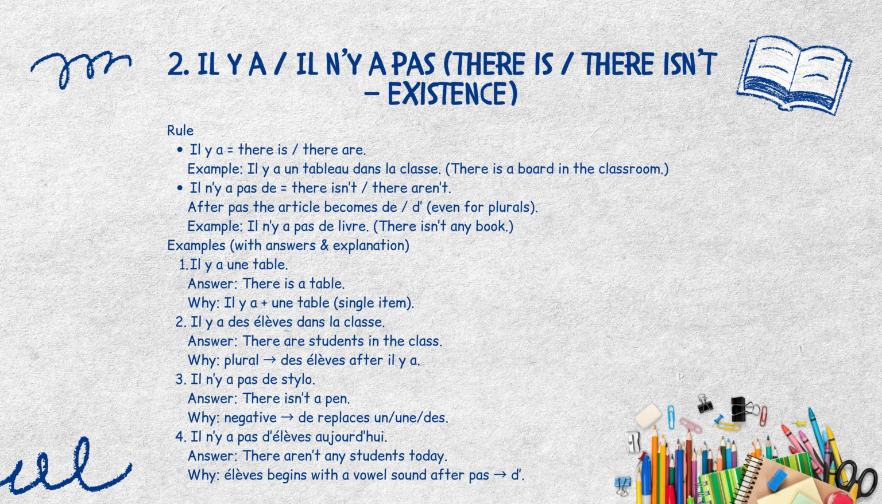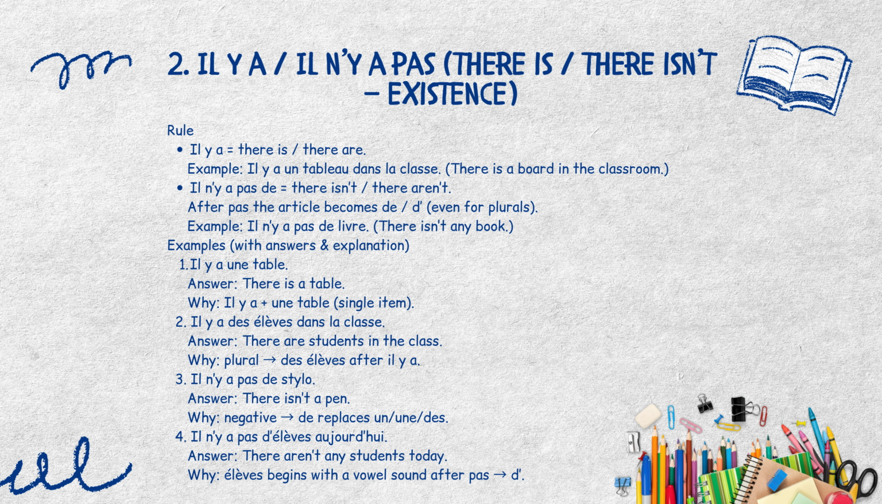Rule: il y a means there is or there are. For example, there is a board in the classroom. In French, we would say il y a un board dans la classe. We use il y a followed by the noun or object that exists. So, there is, il y a for one thing. There are, il y a for more than one thing. The phrase stays the same in both cases. We only change the noun that follows.